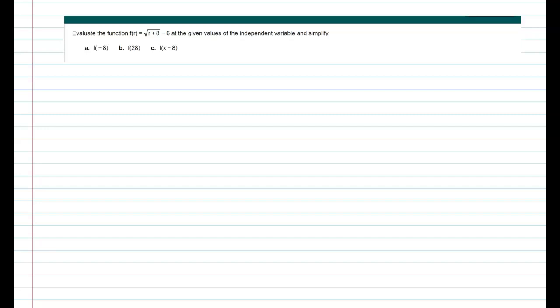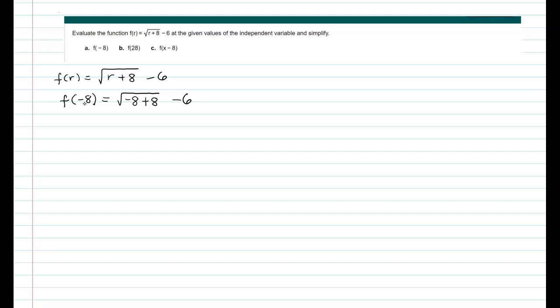The function f of r is given by the square root of r plus 8 minus 6. Letter A, we want to evaluate f at negative 8. So what does that mean? That means that you have to replace the r here by negative 8. So we have the square root of, replace r by negative 8, then copy the plus 8, minus 6.